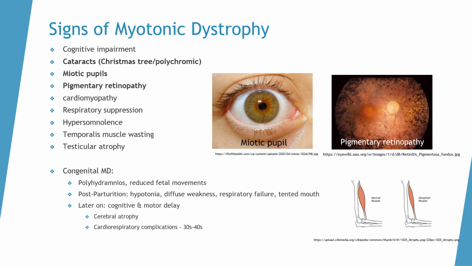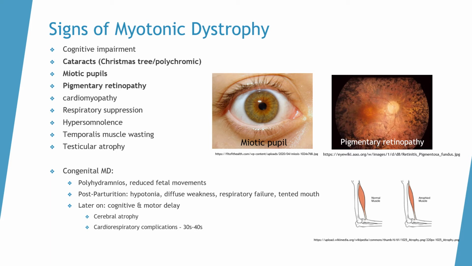So this varies from cognitive impairment to cataracts in polychromic pattern in the lens to myotic pupils and pigmentary retinopathy, and the heart cardiomyopathy, and the lungs respiratory suppression, and hypersomnolence as well. Also look for temporalis muscle wasting along the temples of the head. And male patients can also present with testicular atrophy.